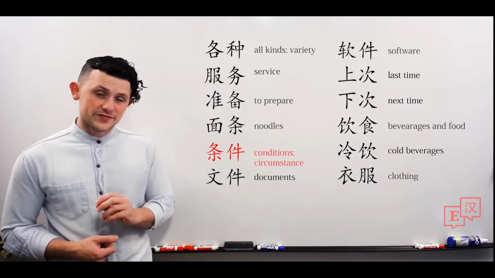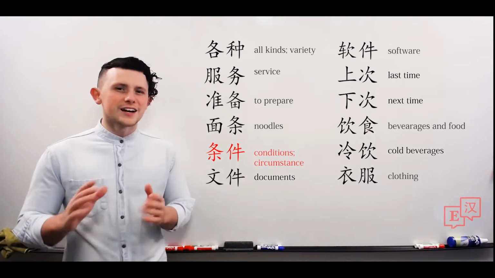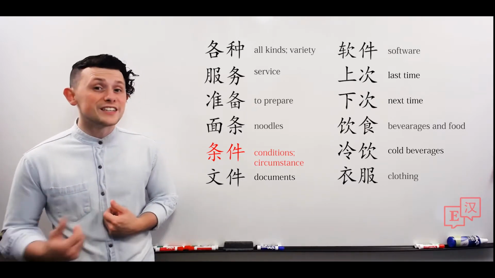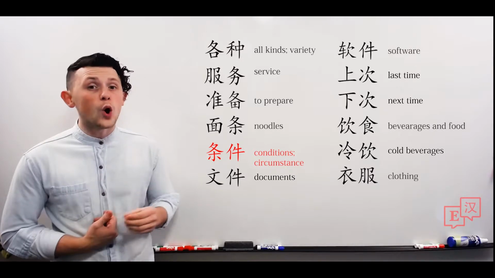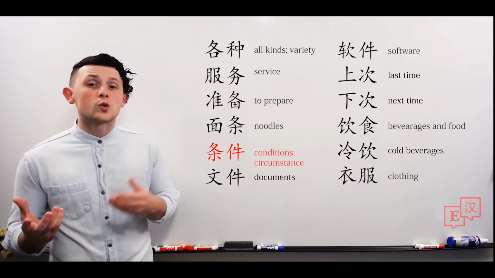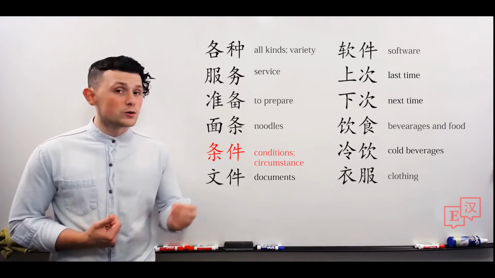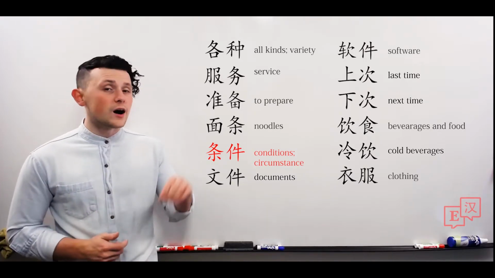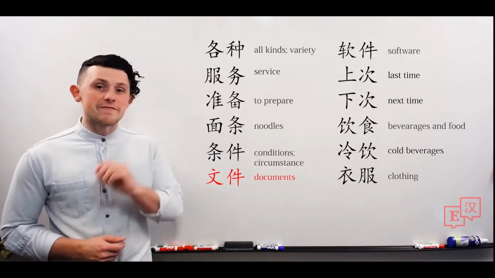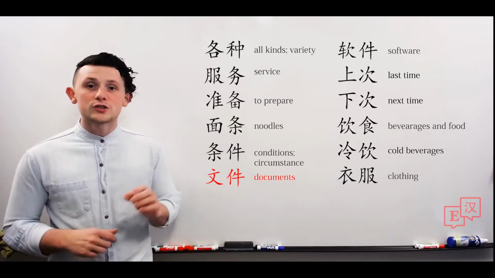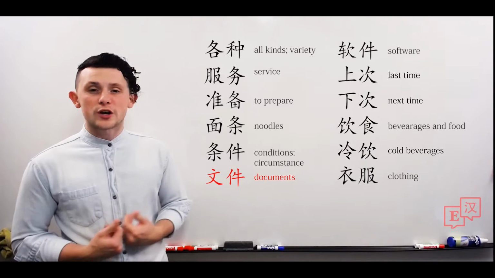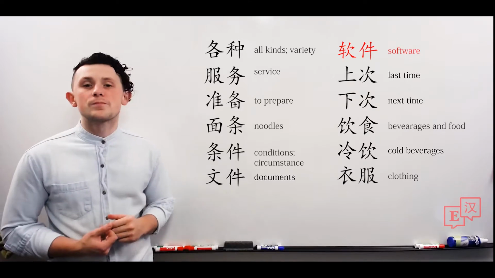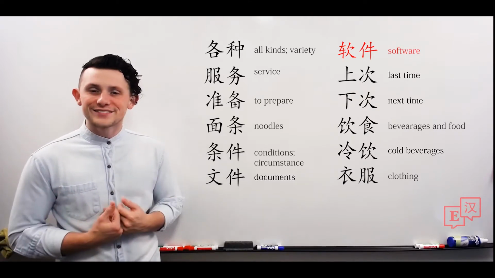条件, strips of part, again, separate from the character meanings a little here. This word means circumstances or conditions. An example, 生活条件, the circumstances or life conditions. 工作条件, the working conditions. This is how this is typically used. 文件, written language, parts. This means documents or documentation. 软件, soft parts is software.